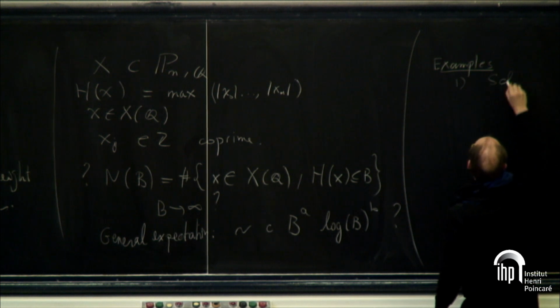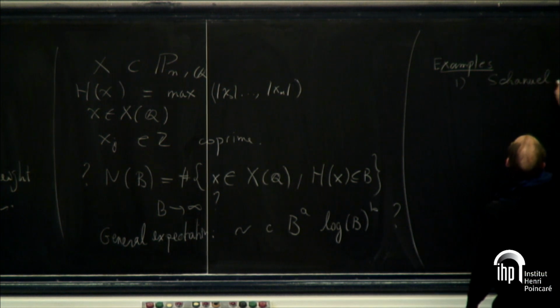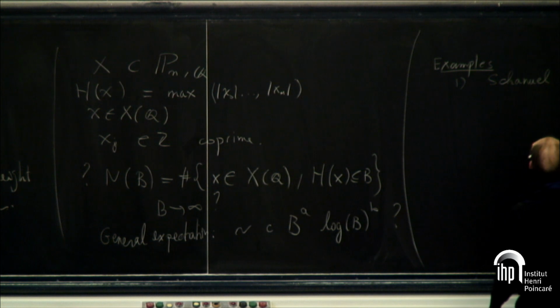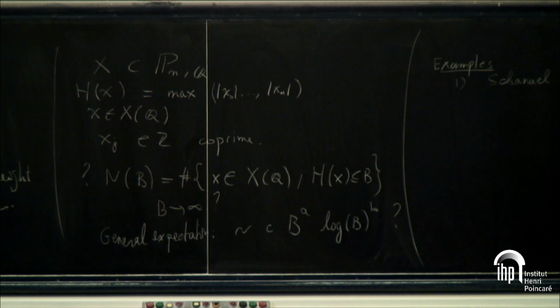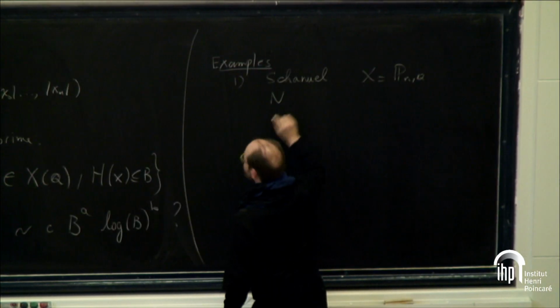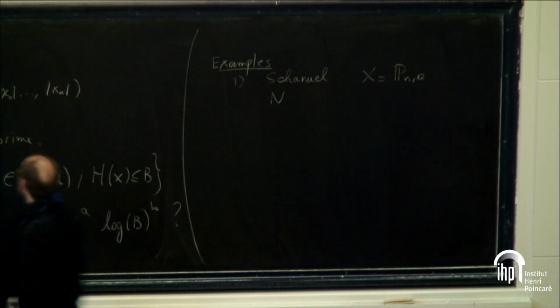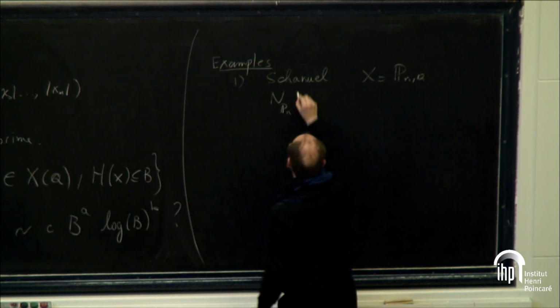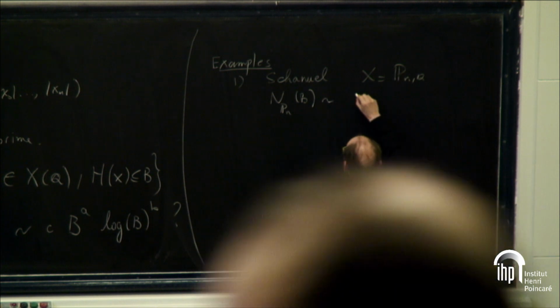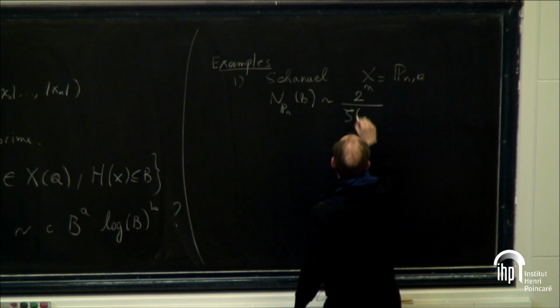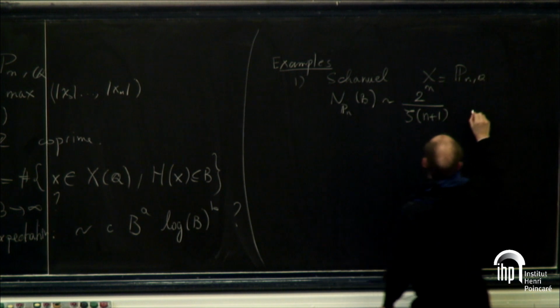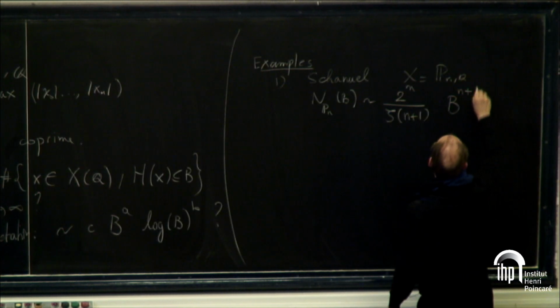The first one is due to Schanuel. I think it was published in 1979, but it's probably older by one or two decades. It is a case where X is a projective space itself. If you take P^n, then N(B) is roughly 2^n divided by the Riemann zeta function at n+1, times B^(n+1).